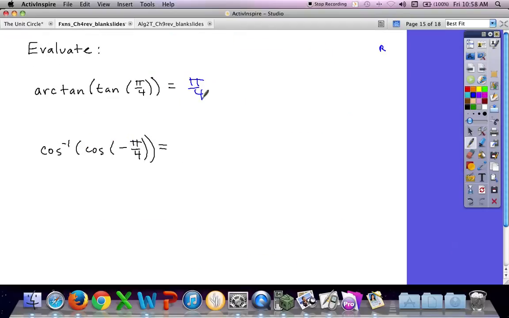So as long as the domains are matching up there, then pi over 4 is the answer. We expect a composition of a function and its own inverse to just cancel each other out, and that's the answer.